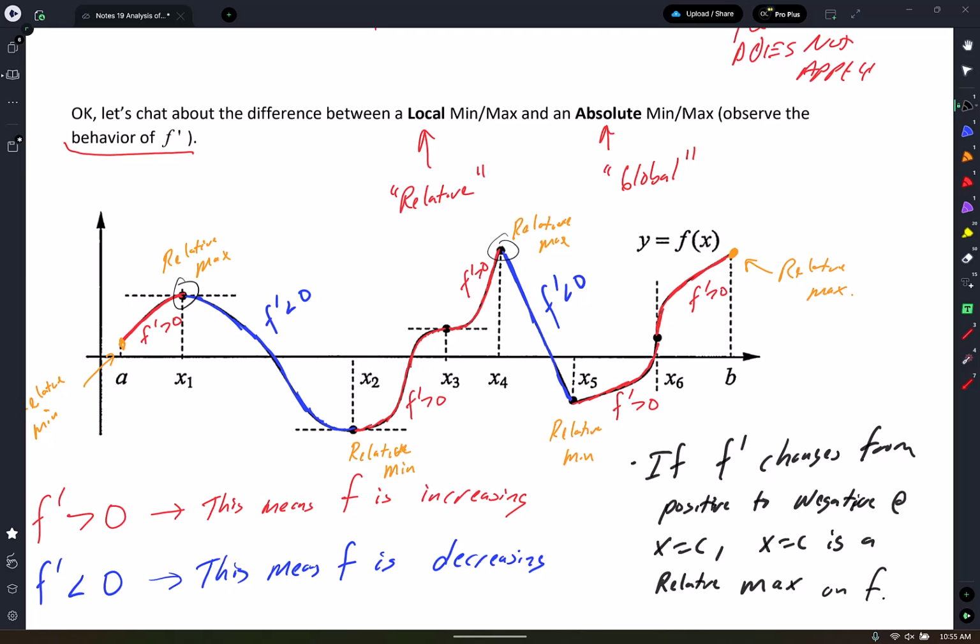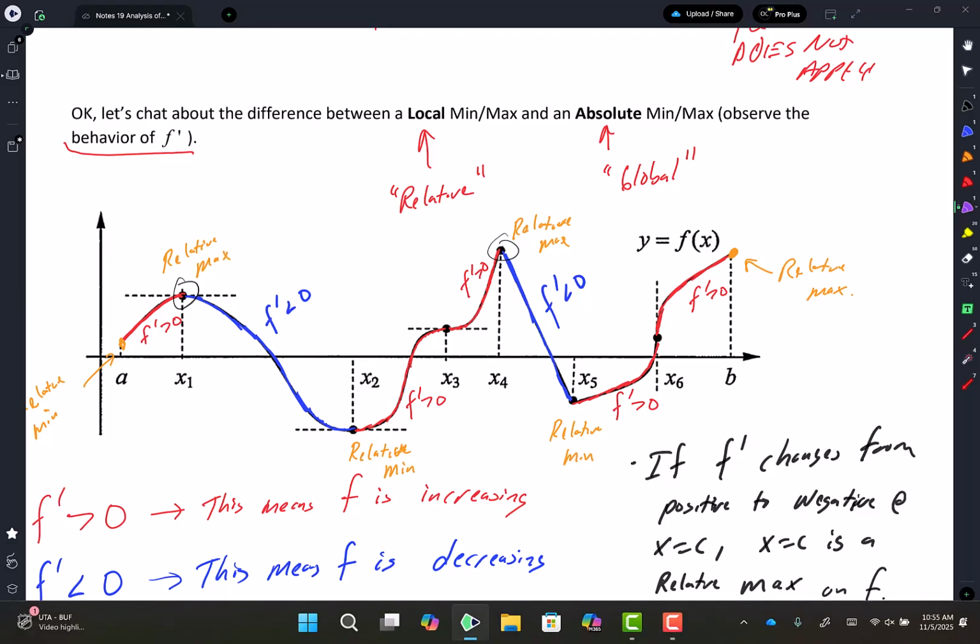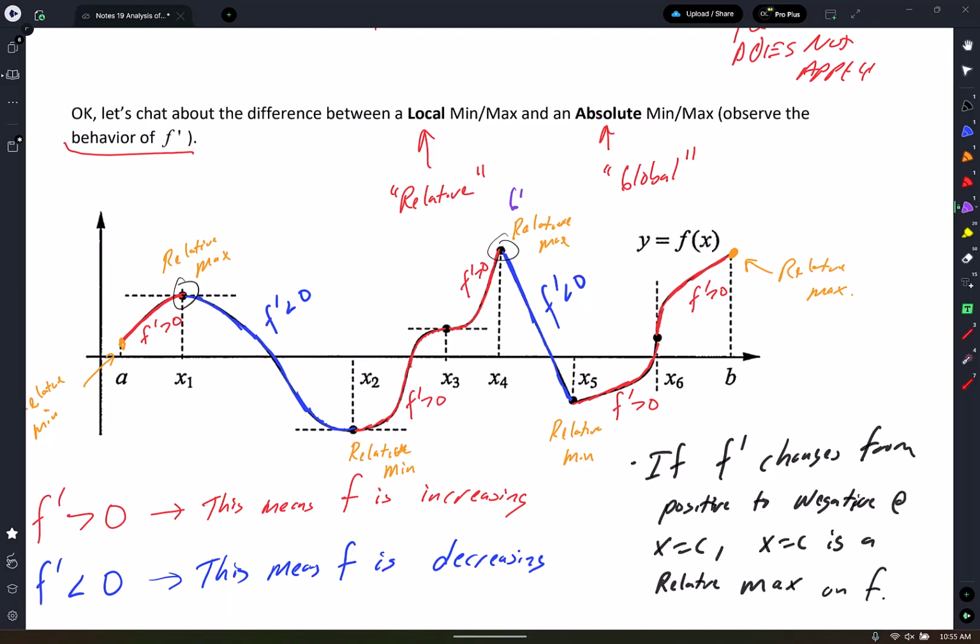All right, let me label this really fast. Where is the biggest maximum? At x4, so put global max. And where's the biggest minimum? So at x2, put global min. What other word can I use besides global? Absolute.